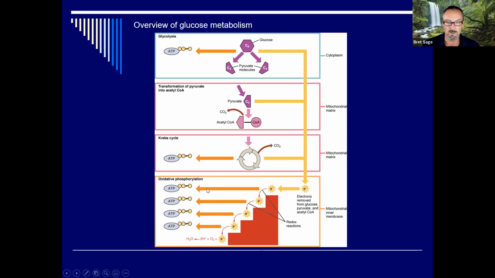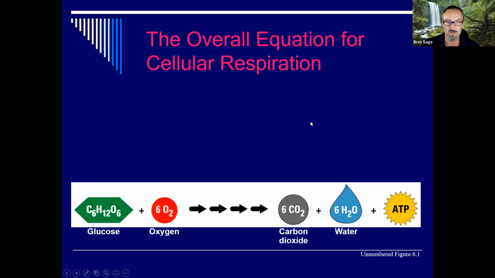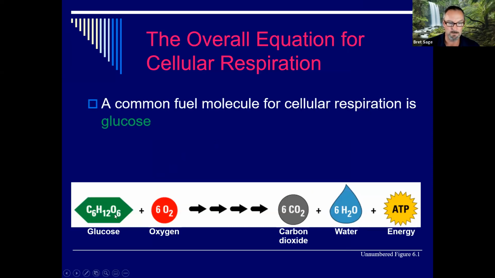We have a better figure showing this. This is just an overview to let you know where we're going to be going with the rest of this lecture. Okay, so this shows you the overall equation for cellular respiration. A common fuel for cellular respiration is glucose. We can burn all different kinds of food molecules, but glucose is a common one.